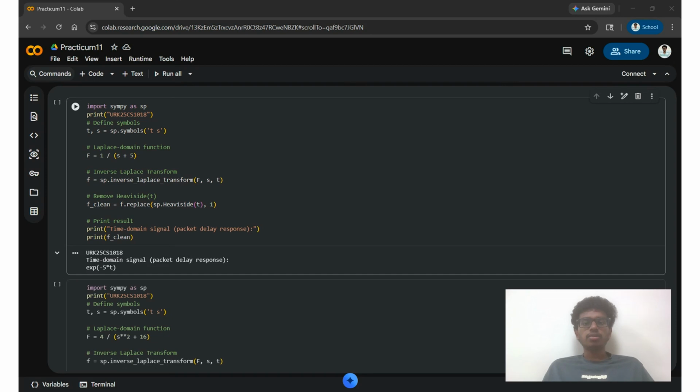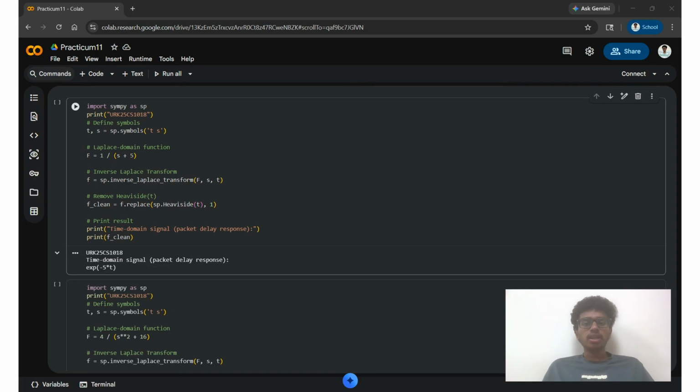In the Python program, we first import the SymPy library, which is used for symbolic mathematics. Then we define the symbols t and s. After that, we define the function in terms of s and use the inverse_laplace_transform function to convert it into the time domain.